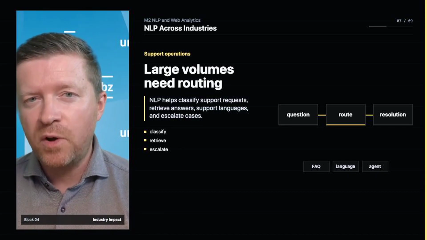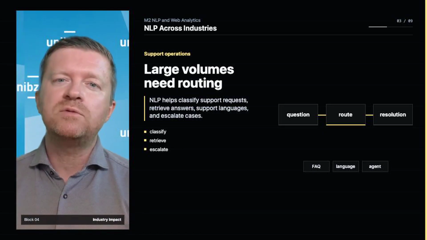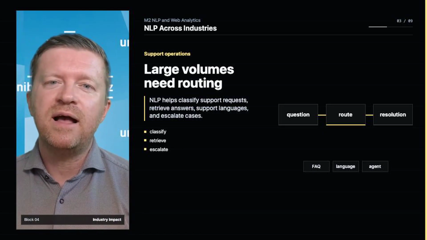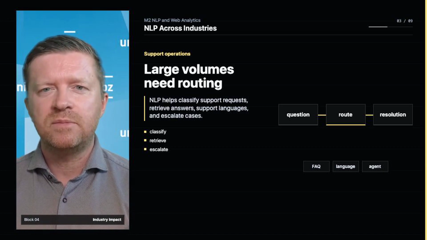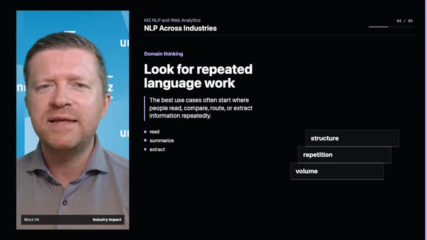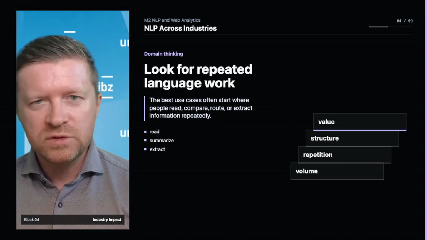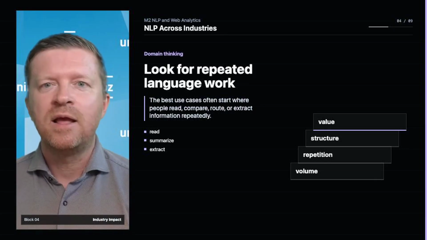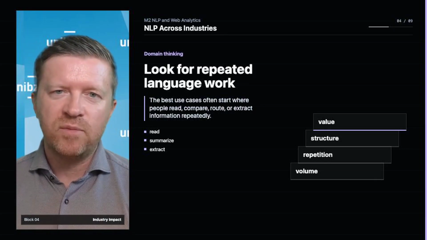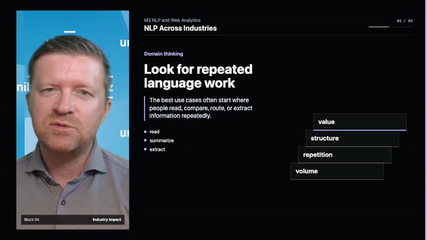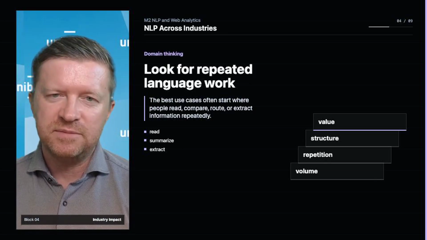It is useful to pause here and think about your own domains. Where is there a large volume of language data? Where do people spend time reading, summarizing, routing, translating, comparing, or extracting information? Those are the places where NLP may improve efficiency.